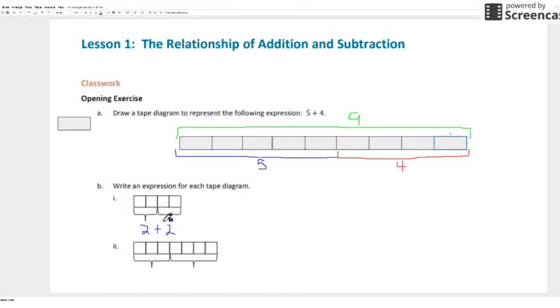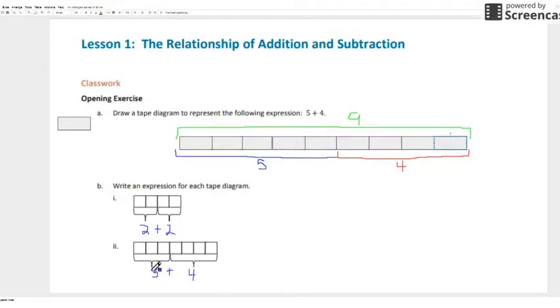An expression does not have an equal sign, so we don't want to put equals 4. Otherwise, it would find the value. We're simply asked to write an expression. So there we go. Come down to the next one. If we're writing another expression that looks similar to the one above it, there's 1, 2, 3 in this section. So that's 3. Once again, nothing's going away. We're adding to it. We're adding 1, 2, 3, 4 boxes. So our expression is 3 plus 4.